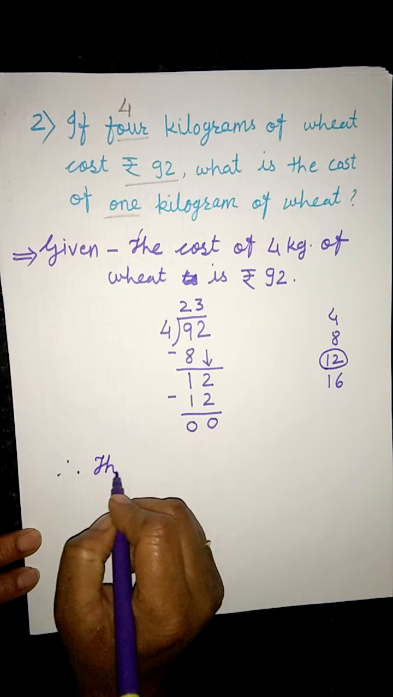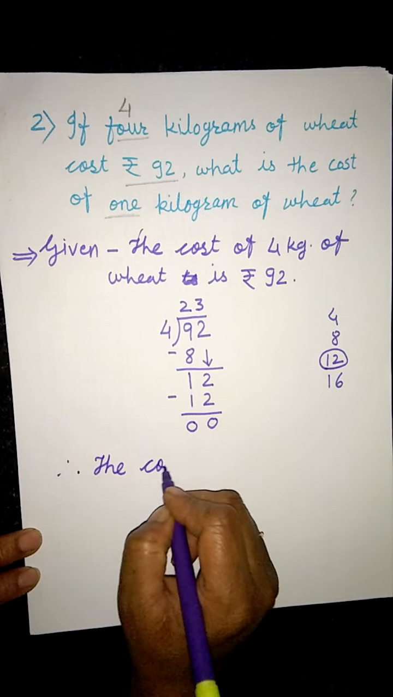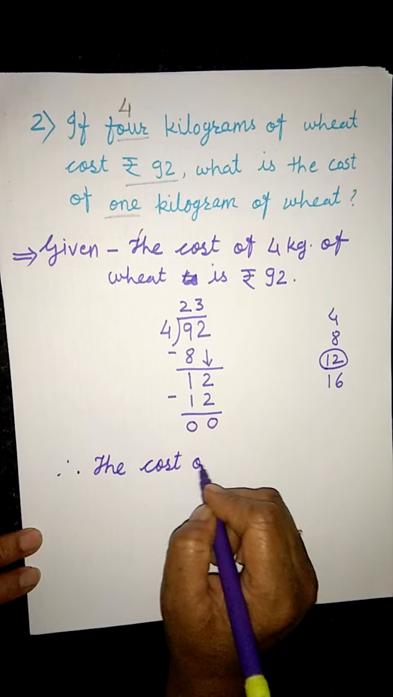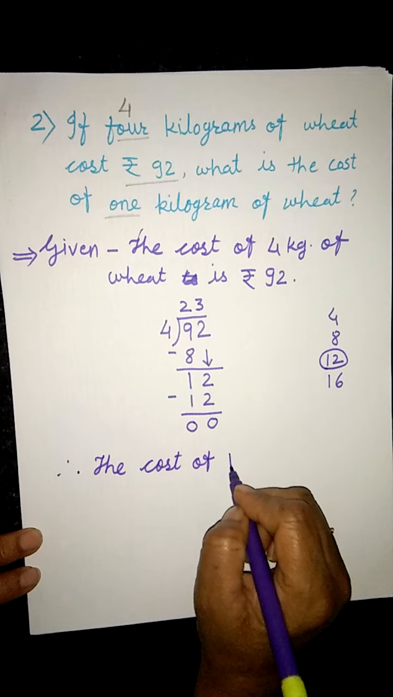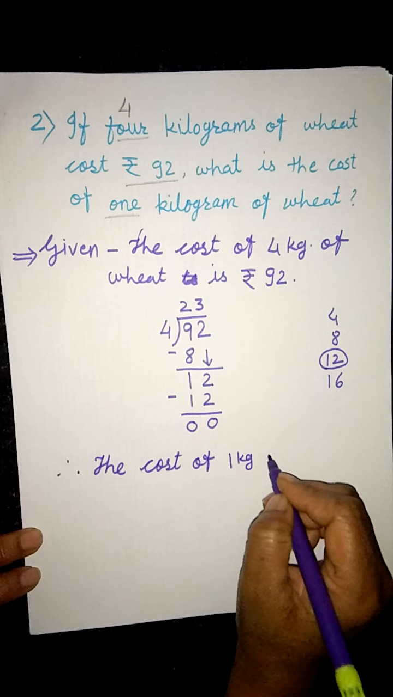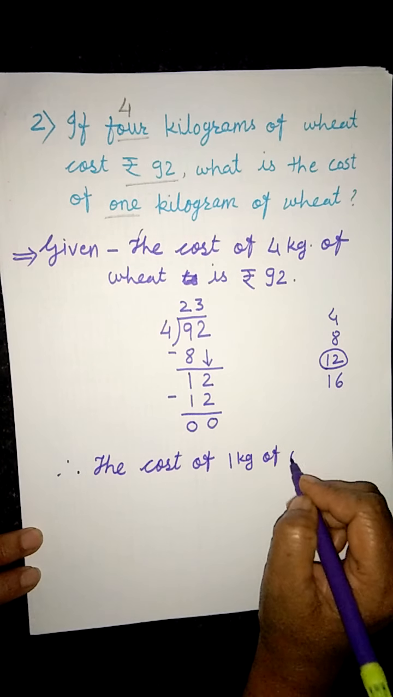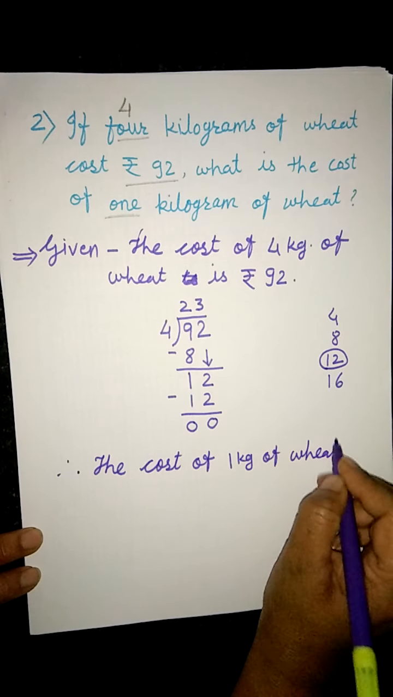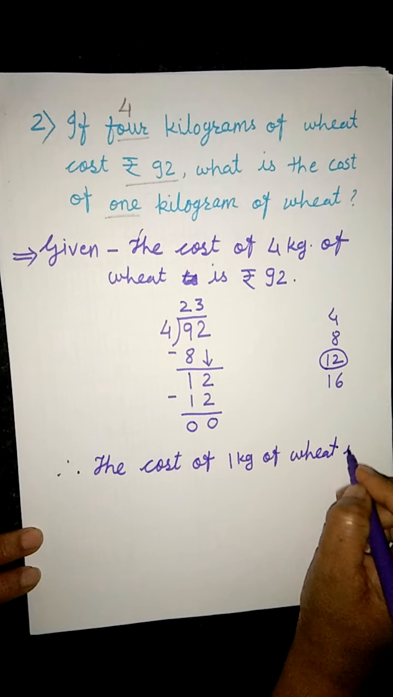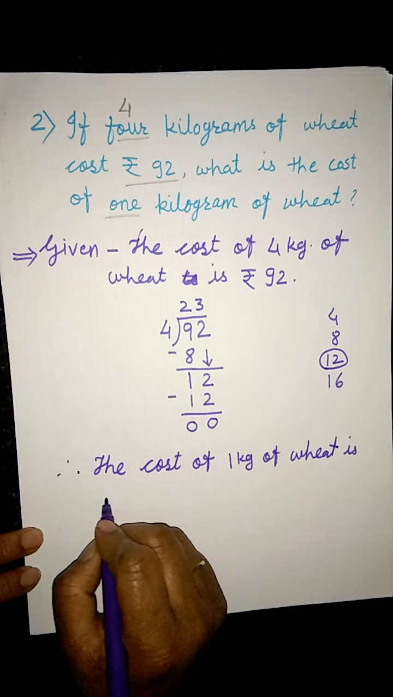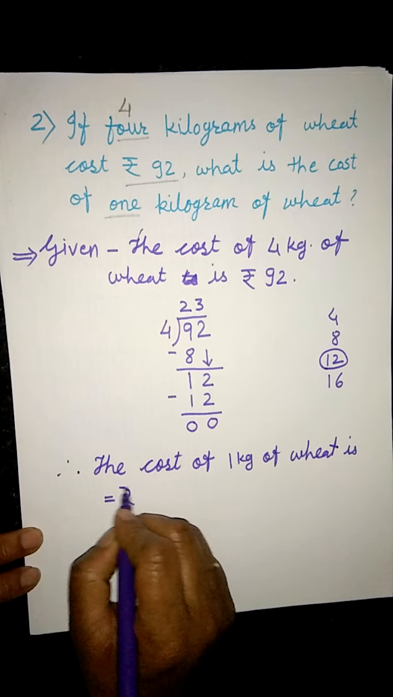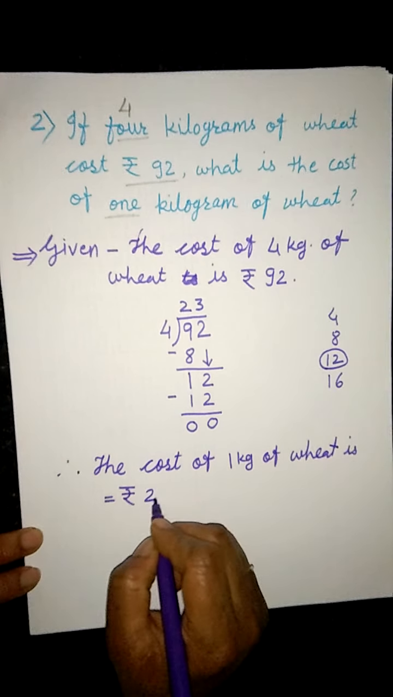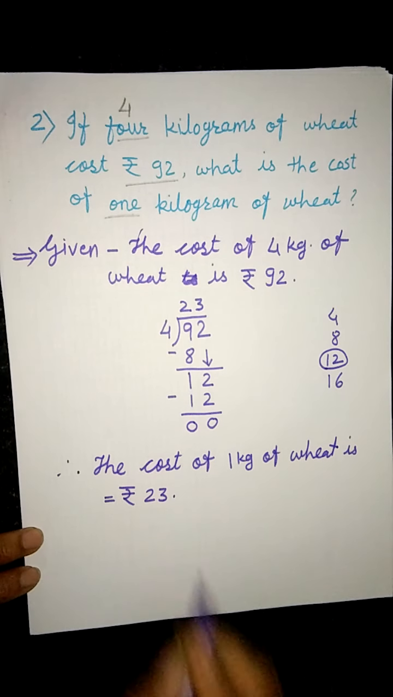Now what is the answer? The cost of 1 kg of wheat is rupees 23.